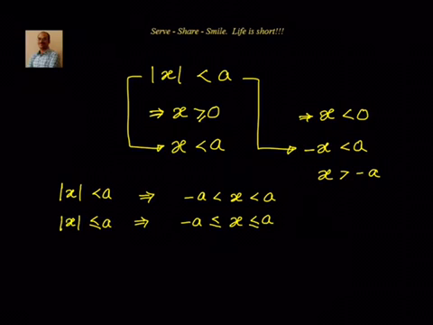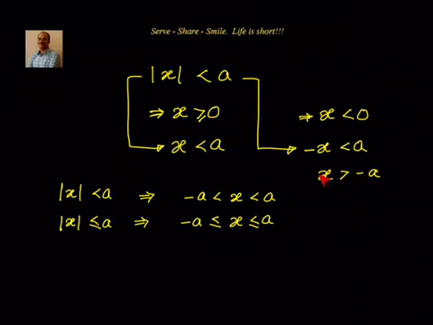Let me repeat that. Suppose we have been given that modulus of x is less than a. So we have two scenarios. In one case x is greater than or equal to 0, another scenario x is less than 0. When x is greater than or equal to 0, we know that modulus of x is already positive, so it will be x only. x is less than a is one condition. When x is less than 0, the value of modulus of x is minus x. Minus x is less than a, that is the second scenario.